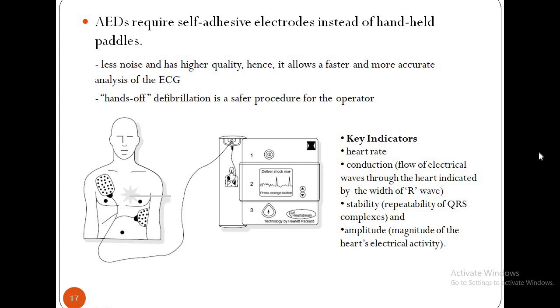The algorithm used in modern defibrillators looks at 4 key indicators to determine whether a rhythm is shockable or non-shockable. These 4 indicators are heart rate; conduction, which is the flow of electrical waves through the heart indicated by the width of the R wave; stability, which is the repeatability of QRS complexes; and amplitude, which is the magnitude of the heart's electrical activity.